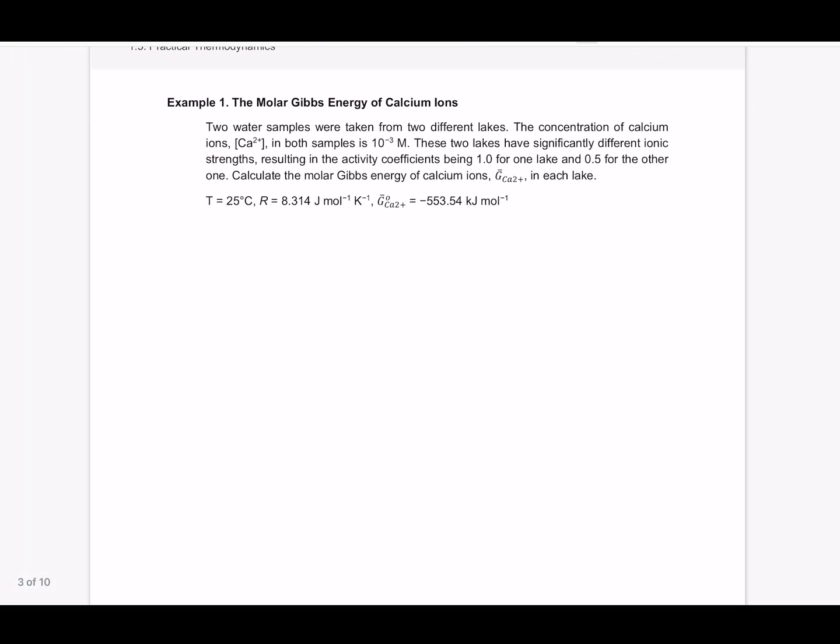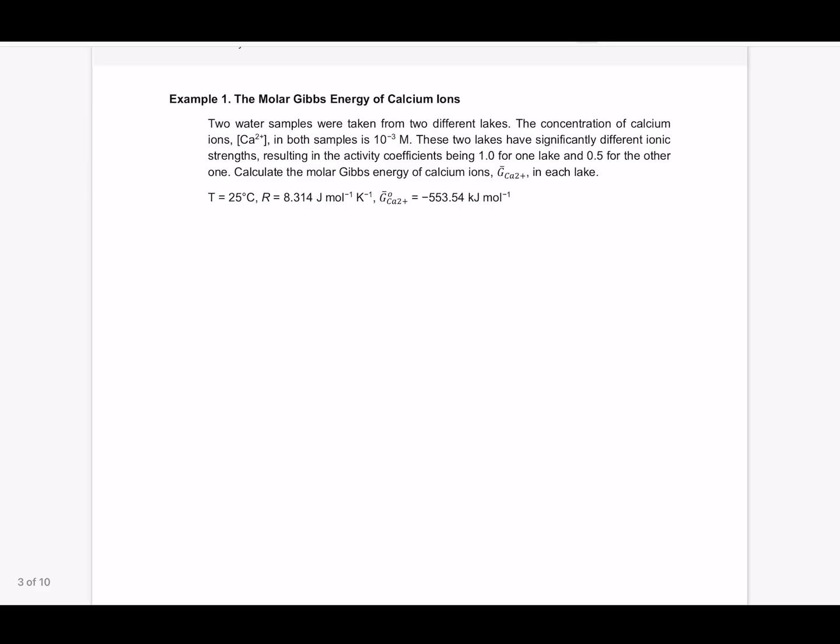So moving on with example 1. In this example, this would be pretty straightforward. We're going to calculate the molar Gibbs energy of calcium. So we have 2 water samples. They were taken from 2 different lakes. The concentration of calcium in both samples is 10 to the minus 3. So the concentrations are equal. But then the two lakes have significantly different ionic strength. So that means the effective concentration of calcium, even though the concentration is the same, might not be the same.